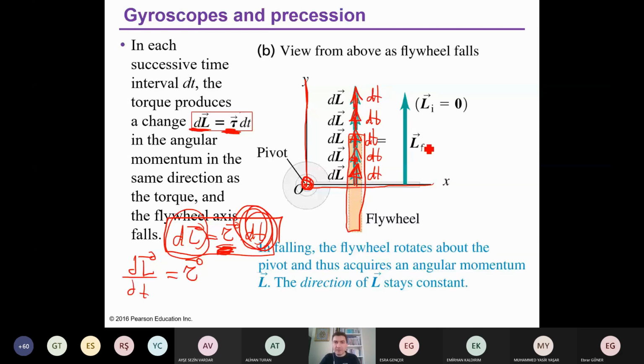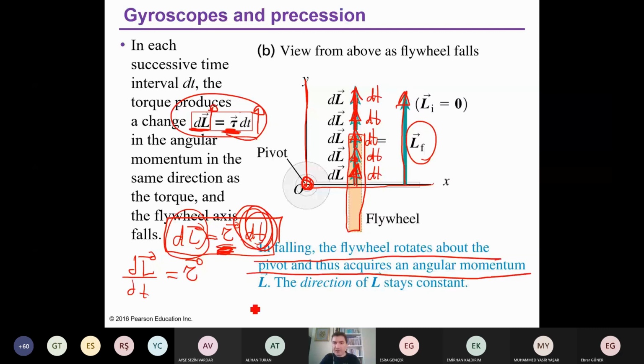At the beginning, L was 0, and just before touching the surface, we have this angular momentum. This is the final angular momentum, okay? It is increased with time with this expression. So if you increase the time, L increases. In falling, the flywheel rotates about the pivot and thus acquires an angular momentum. The direction of L stays constant. So the direction of the angular momentum is always along the direction of the torque acting on the flywheel.